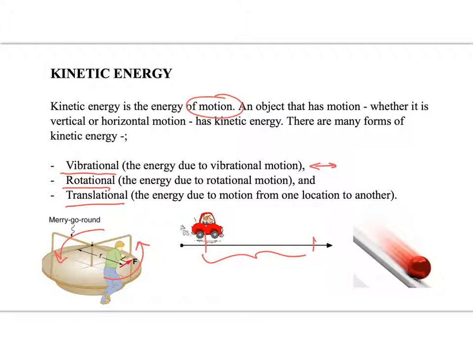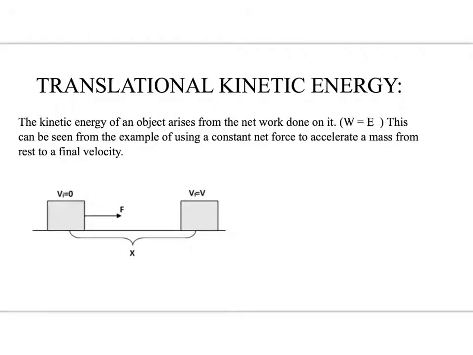An object may have more than one type of kinetic energy. For example, a rolling ball has both translational kinetic energy and rotational kinetic energy. This year we are going to cover just the translational kinetic energy.